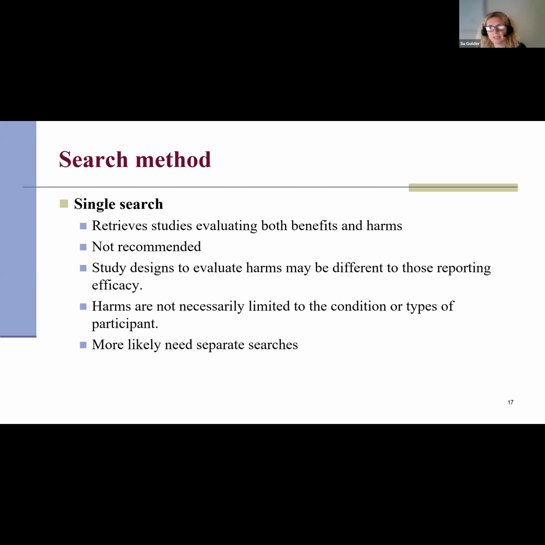Partly this is because of the study designs: you often go beyond RCTs for the harms data. As already mentioned by Yoon with the great example of aspirin, you might not be limiting to a particular condition, which you would do if you were looking at effectiveness. So often you need separate searches. The only time I can ever remember doing just a single search was where it was a very new drug and there were so few studies that we just searched for the drug terms and that was all. There was no need to put any filters on. We just got a manageable number. But I think that is very rare.